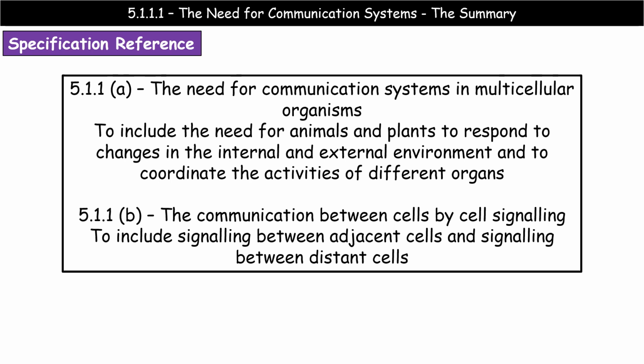This is one of the videos in our Module 5 series, and what we're going to be doing here is the first section of Module 5, which is looking at communication and homeostasis. This particular video is having a look at the specification references 5.1.1a, the need for communication systems in multicellular organisms, and 5.1.1b, the communication between cells by cell signaling. So let's get started.